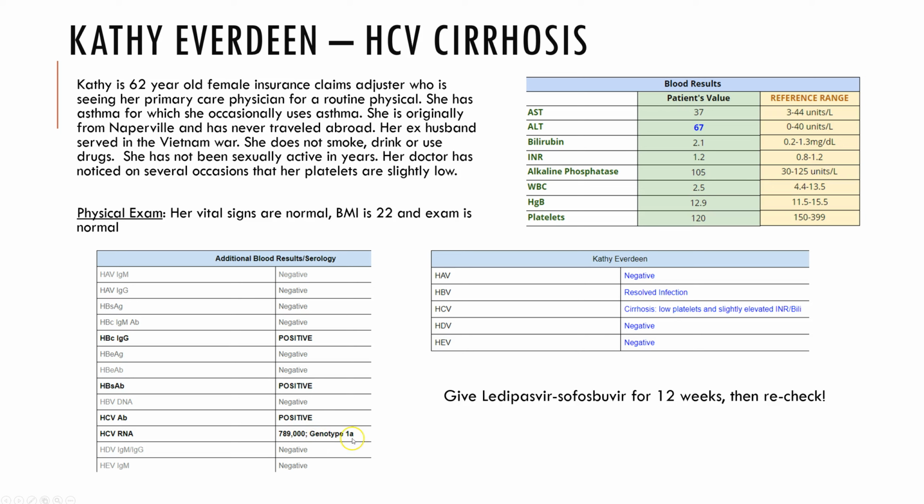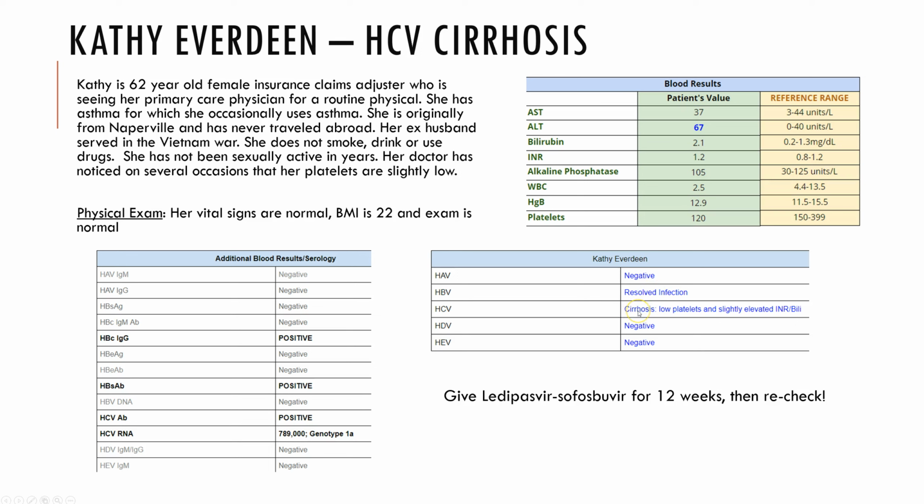And notice we're also listing the genotype here. That's because for treatment, there are various treatments that only work on specific genotypes, and are not pan-genotypic. So you're going to want to keep that in mind when you're making your treatment decisions. So she's negative for HAV. So at some point, we might want to consider vaccinating her for that, right? HBV, she's already resolved it, so she's immune.